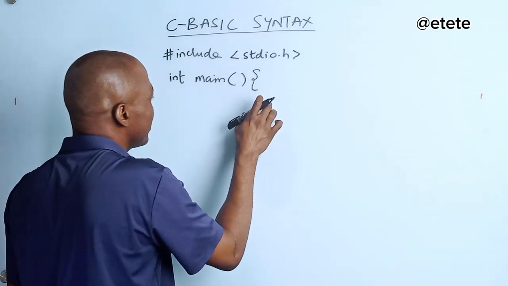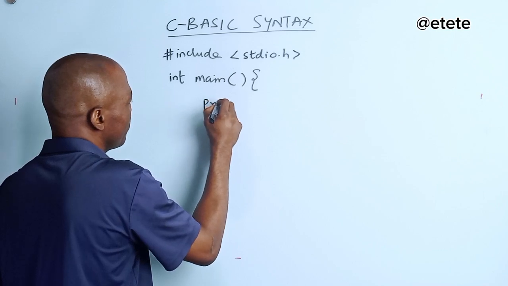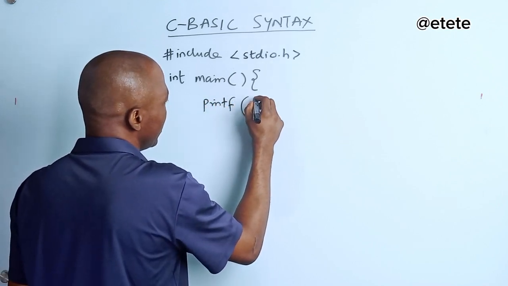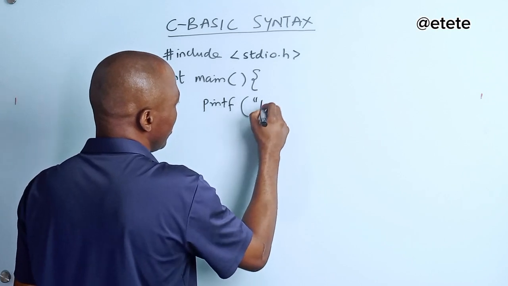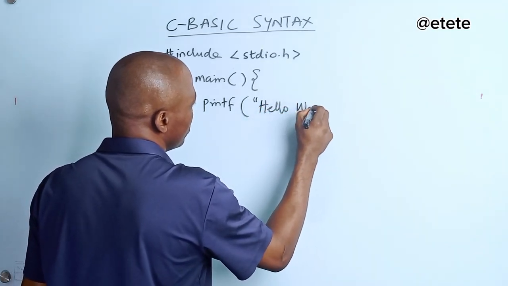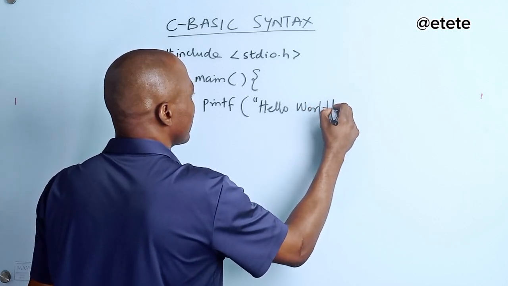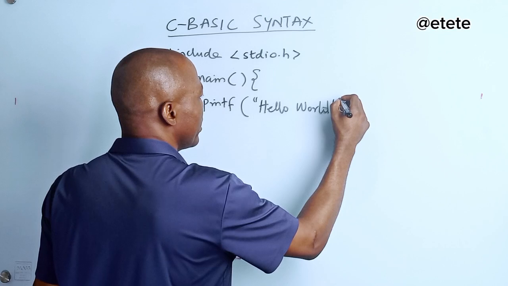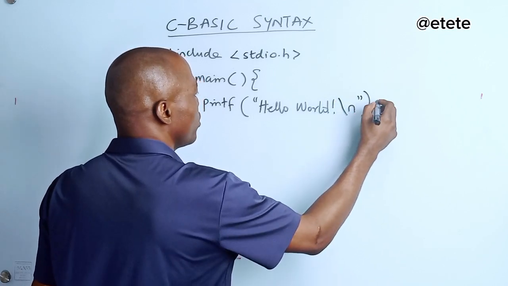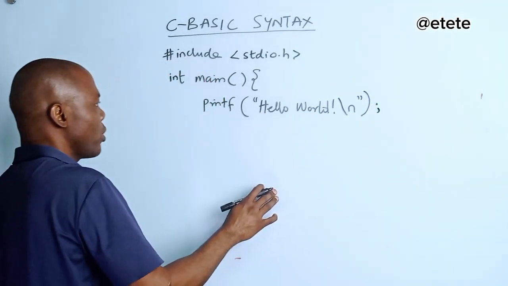Then inside this, I am going to write printf. That was what we saw. And then double quote. Then I will put hello world, then I'll put an exclamation mark. Then I will do \n. I will explain everything. Then I will close this. Now, this is a statement, so it has to end with a semicolon.